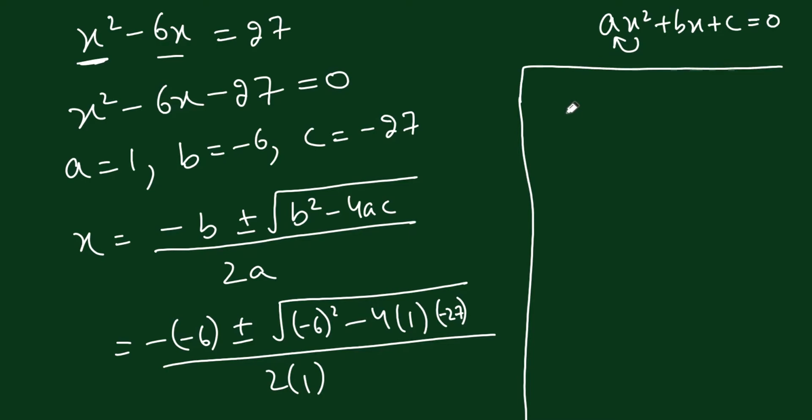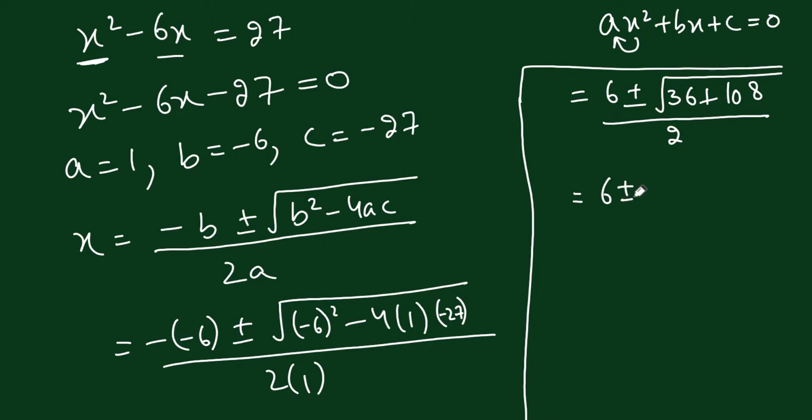So it comes x is equal to minus into minus is plus 6 plus or minus under root minus 6 whole square. Square of minus is plus, square of 6 is 36. Minus 6 whole square is minus 6 into minus 6, that's plus 36. Square of every negative number comes positive. Minus 4 into 1, minus 4. Minus 4 into minus 27, that's plus 108. Whole divided by 2 into a, which is 2.